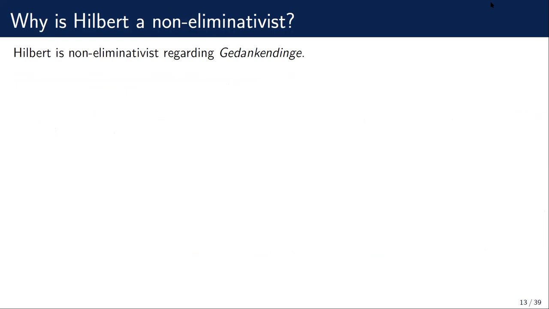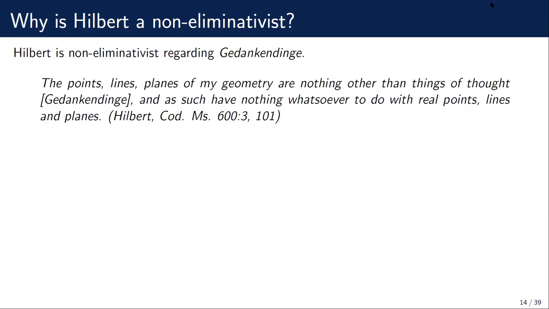So let's just look at, okay. So what I'm really saying here is that there's an eliminativist and a non-eliminative strand running here with the kind of ontology that Hilbert's attaching to the axiomatic theory. So what are these thought objects? They're not going to be Fregean. What are they? Here's some things Hilbert says about them.